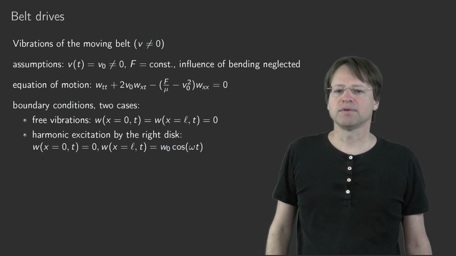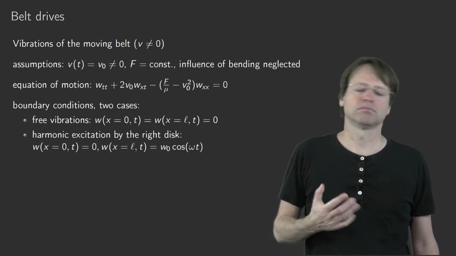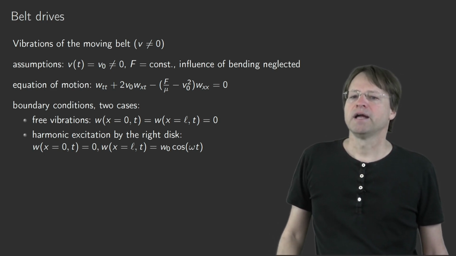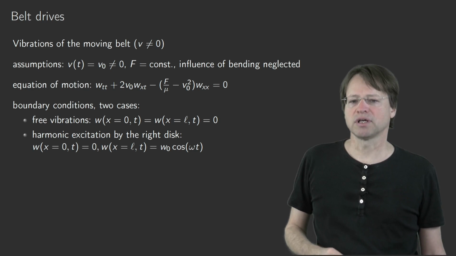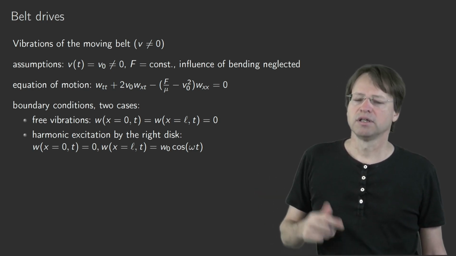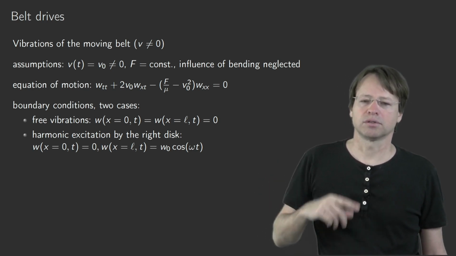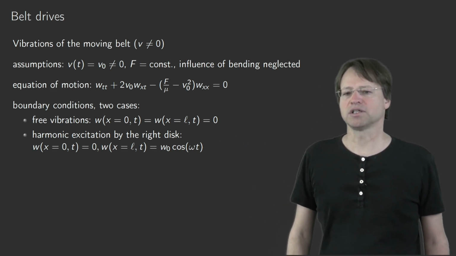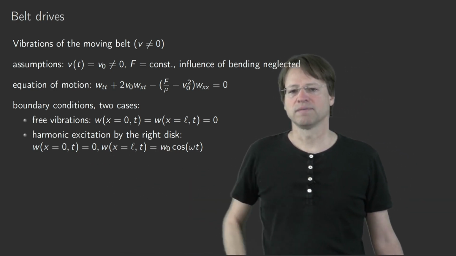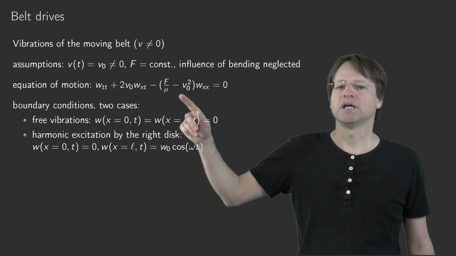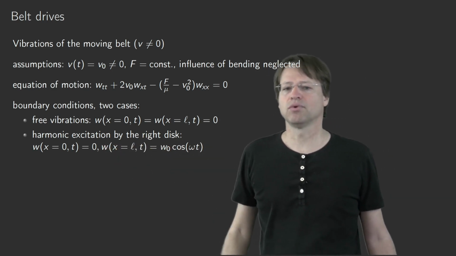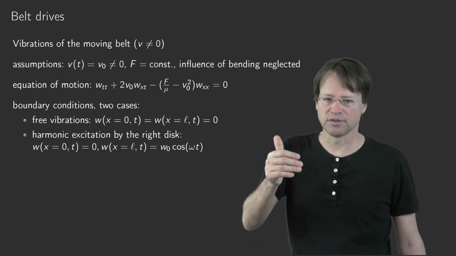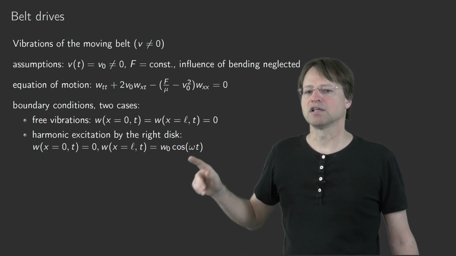And the other one would be that we have a harmonic excitation by one disk. It could be also two disks, but it's sufficient to study just one disk to show the effect. That harmonic excitation could, for example, come from an imbalance of that disk. The disk rotates and there's a rotating imbalance, and that could lead to these harmonic excitations. So you can see the displacement of the belt at the left disk is zero as before, but for the right hand side we have a displacement because the disk itself displaces in transverse direction.